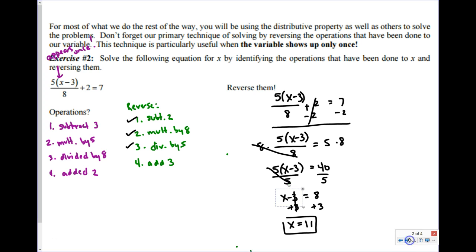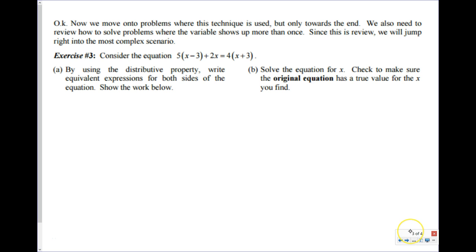Okay? So what happens when we have problems where there are two variables? So let's take a look. Let's read this. It says, okay, now move on to problems where this technique is used, but only towards the end. We also need to review how to solve problems where the variable shows up more than once. Key here, the variable shows up more than once. Since this is a review, we're going to jump into a very complex scenario.